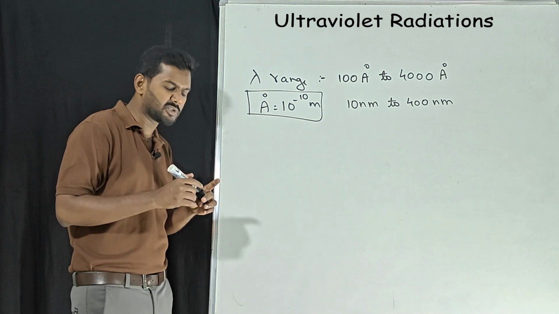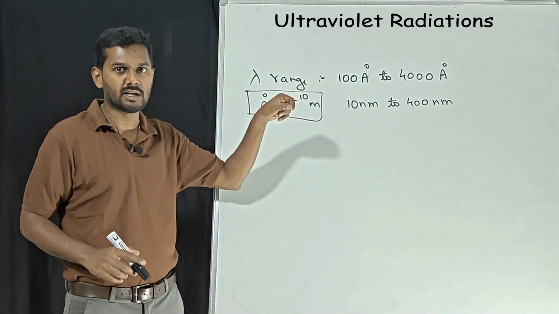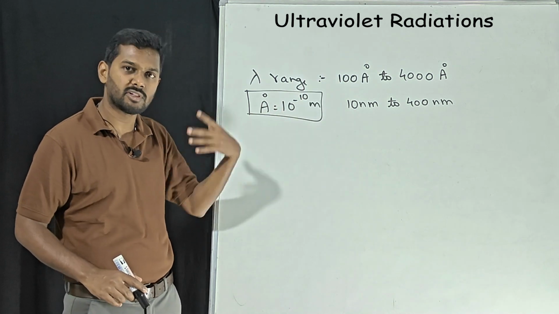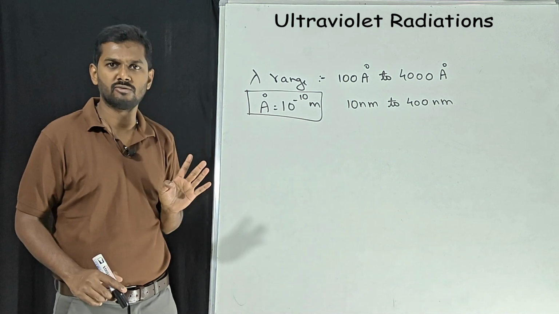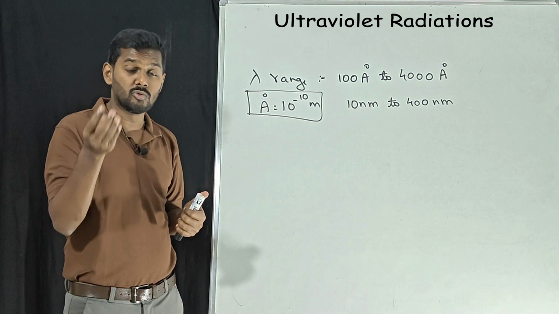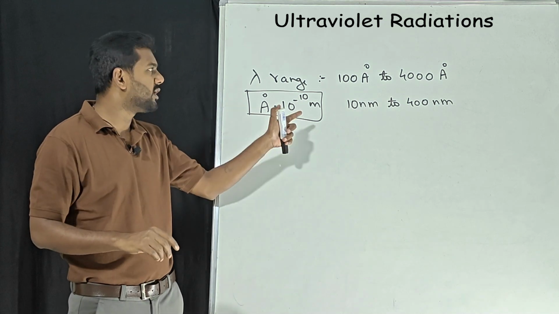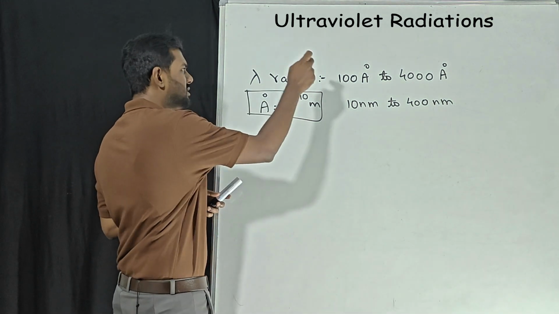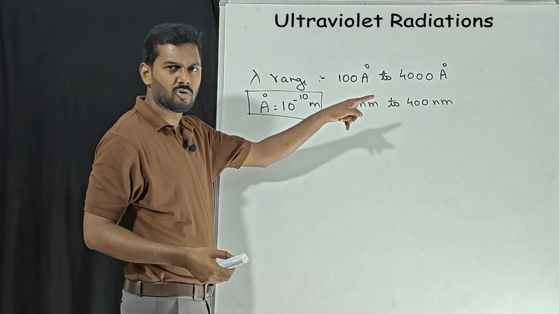99% of the time they will give you the wavelength range, and you need to identify. They will never ask you to write this one. They will only give it, and you need to identify. For that, we need to remember this value only for UV radiation and infrared radiation. Other radiations, we don't have to remember their uses, properties, detection, sources, harmful effect and their wavelength range also. Only for UV and infrared radiations, that's it. So wavelength range is 100 Angstrom to 4000 Angstrom or 10 nanometer to 400 nanometer.